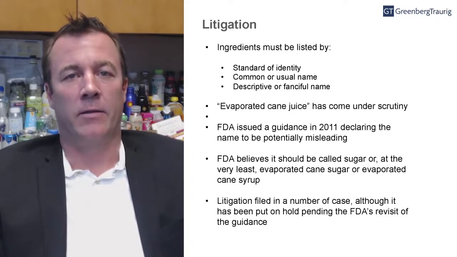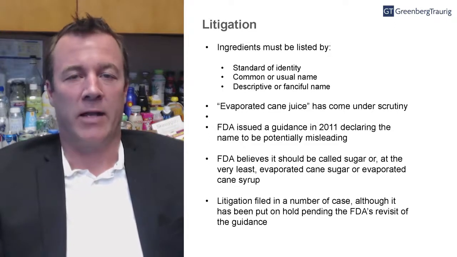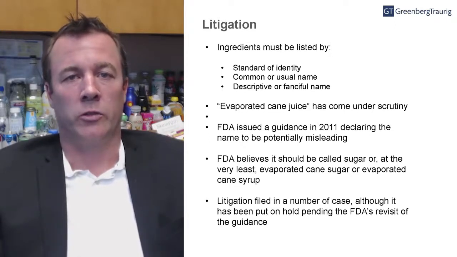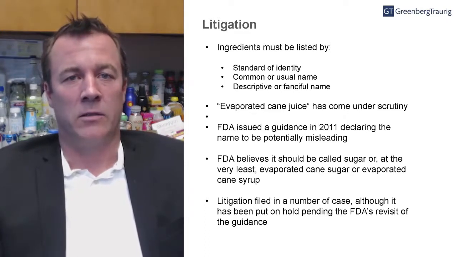And the FDA indicated that it believed companies should use the word sugar in the name, such as evaporated cane sugar or even evaporated cane syrup, or just use sugar itself to identify the ingredient. While this guidance is not law, it does have the effect of plaintiffs' lawyers using that guidance as the basis for a number of class action litigations, indicating that the FDA believes that this claim is false or misleading. A lot of that litigation is currently put on hold in the United States, as the FDA has indicated that it will revisit that guidance to see whether any revisions or updates need to be made.